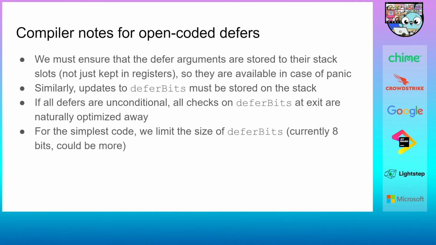Although the exit code in the previous example looked complicated, all the checks on deferBits will be optimized away if none of the defers are conditional, thus making the exit code much simpler. Currently, for the simplest code, deferBits is just a byte, so 8 bits, but that could be increased if needed. So currently, we actually revert to using non-open-coded defers for functions that have more than 8 defer statements.